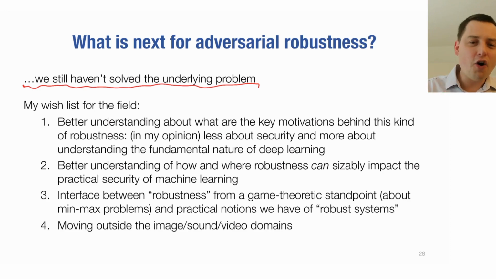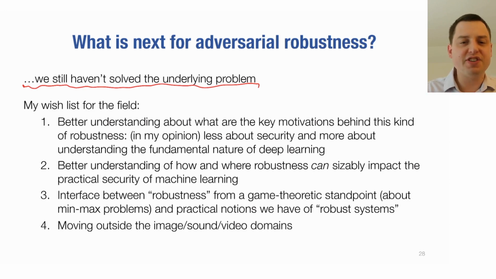And I hope that we can get a better understanding of these key motivations, which in my opinion are much less about actual security and more about the fundamental nature of deep learning, of the classifiers we learn and what they can do, their smoothness, and these kinds of properties about them. But having said that, I think we also need a much better understanding. So the second and third parts are related here.